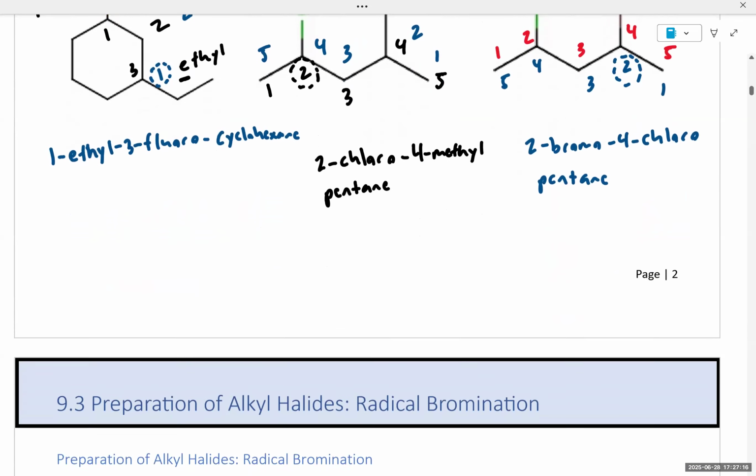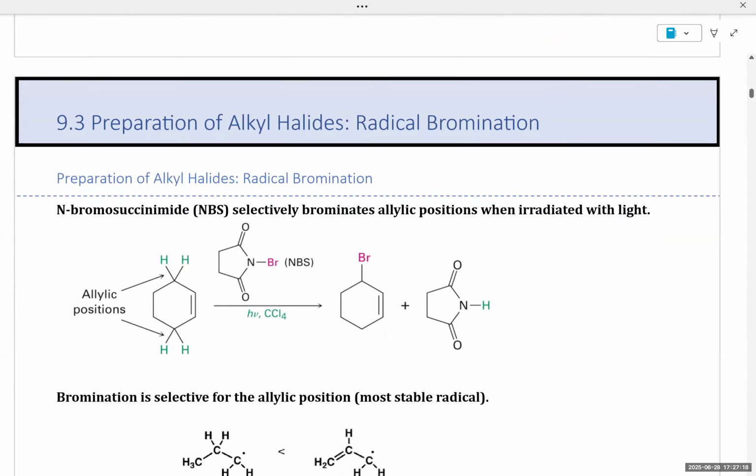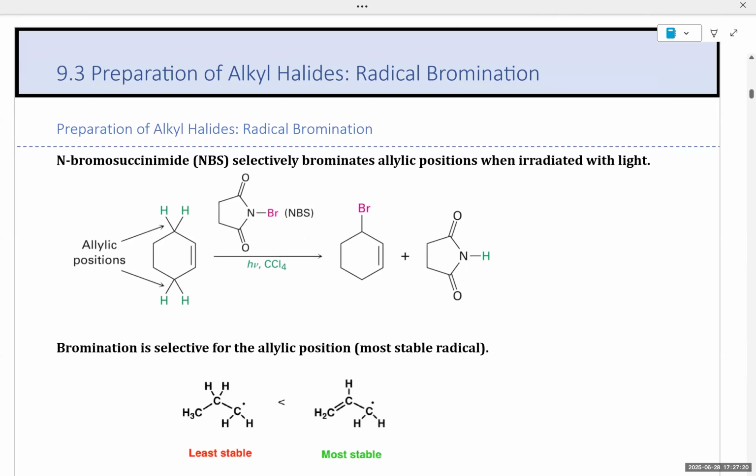Okay. How do we go about preparing alkyl halides? One standard method to make alkyl halides is radical bromination. So N-bromosuccinimide can selectively brominate allylic positions when irradiated with light. So hv, that's the notation for light.